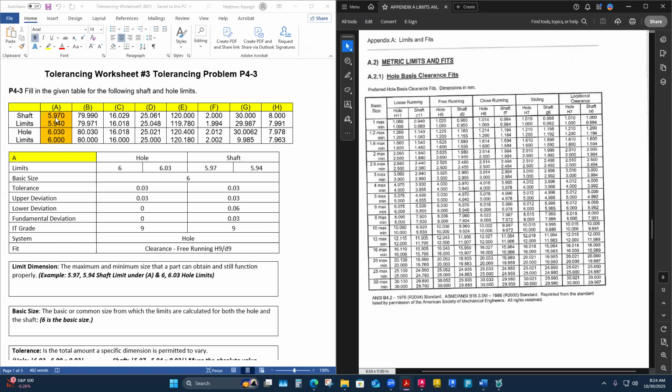I could see it either way, but maybe it's more common to say, hey, we know what kind of fit our part's going to have. Go ahead and figure out what the shaft and hole size would be for that fit. So I feel like that's a more common approach. This is a little bit backwards, but it could be done.